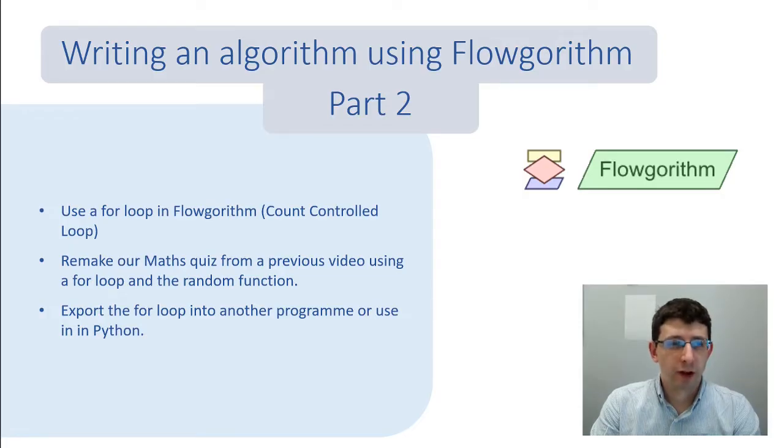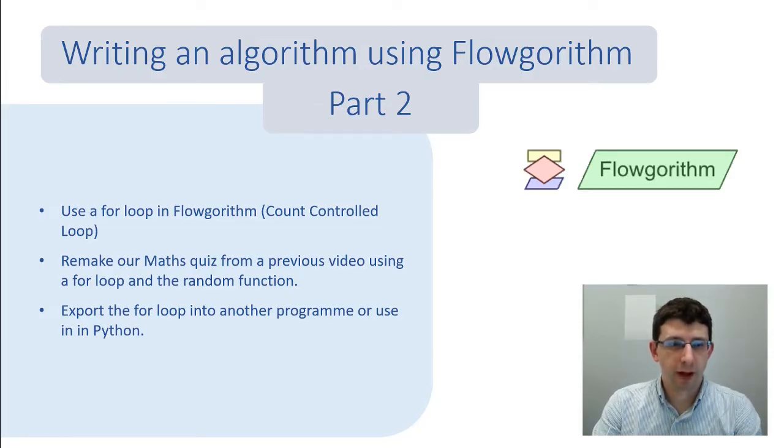And so we're going to start by making a simple for loop in Flowgorithm, and then we're going to look back at our maths quiz that we made in a previous video, and we're going to remake it in Flowgorithm using a flowchart. And then at the end of it, we'll have a look at exporting this flowchart into a program that we can use to submit for an assignment or something.